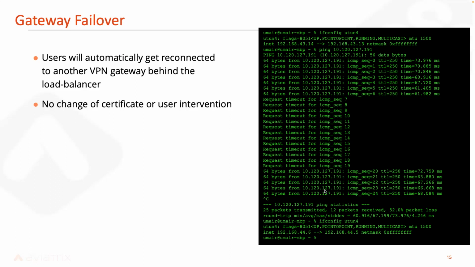However, one thing to take note of is when you look at the IP address of tunnel 4, this time it has an IP address of 44, whereas before it had 43. The reason is that you are now pinned to another VPN gateway, and that VPN gateway has a different CIDR range to provide to the users. But the interesting thing is that this happens seamlessly. So if any of the VPN gateways were to fail, you are able to connect to the other gateway seamlessly.